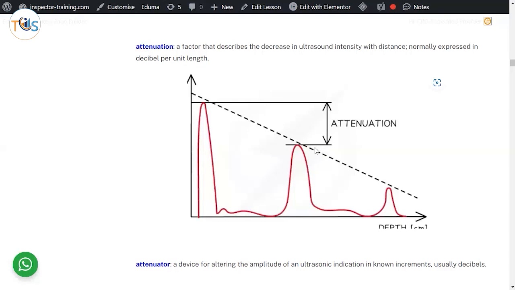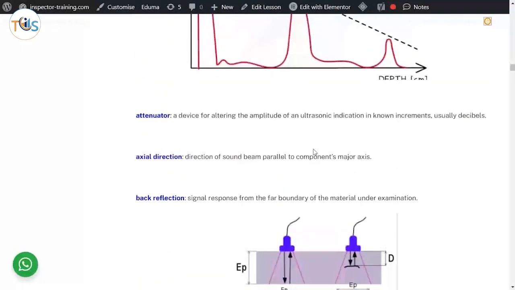So attenuation is measured by decibel per unit length, and we can use this phenomenon to calibrate and find out the sensitivity of the UT. We will explain later on. An attenuator is a device for altering the amplitude of the ultrasonic indication in known increments like 2 decibel, 3 decibel, 6 decibel, 12 decibel, usually in decibels. So that's called the attenuator. You step down or step up to see what the effect of that is.